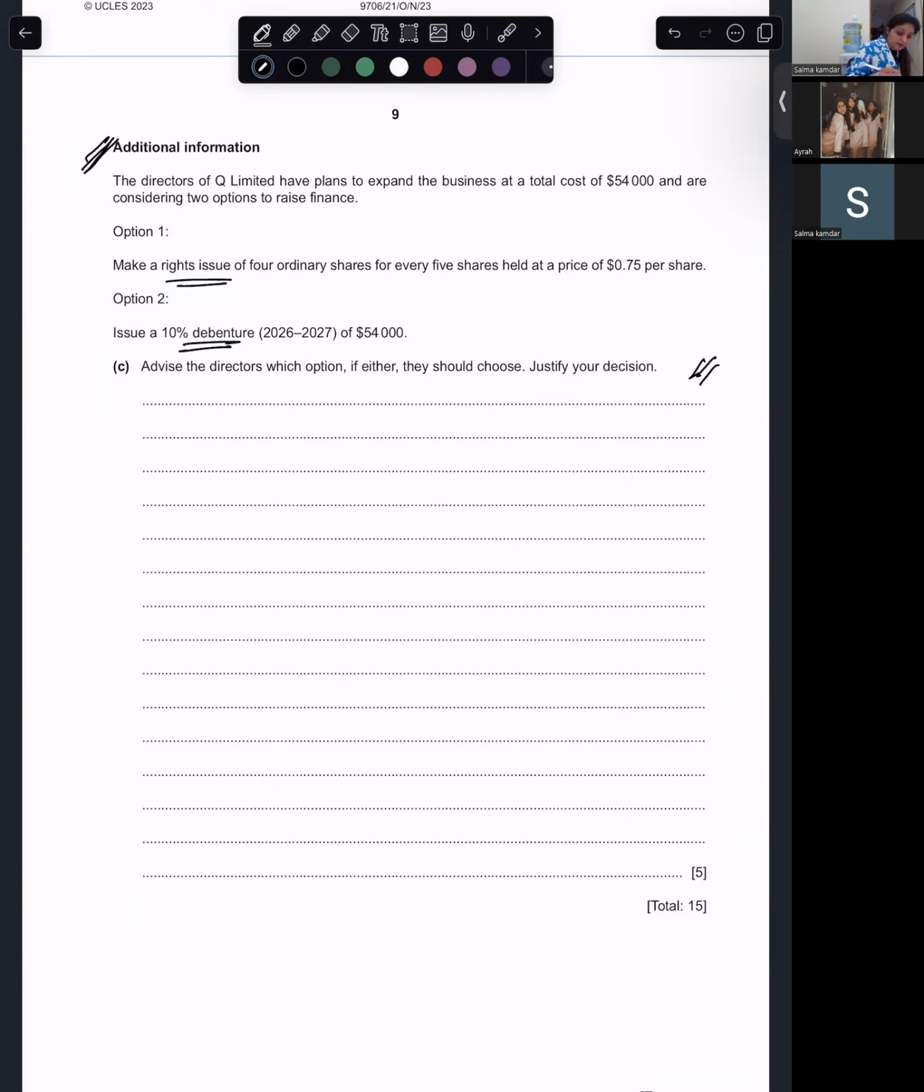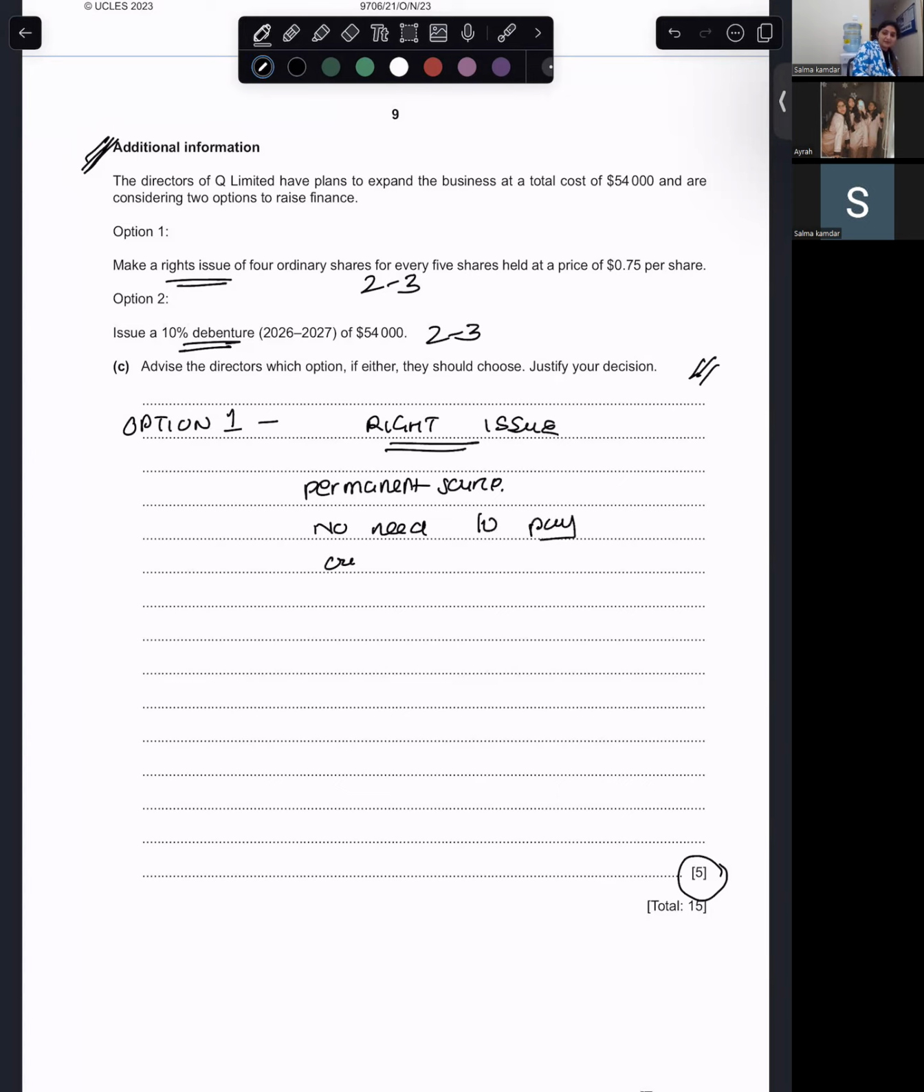So we talk about the rights issue, 5 marks, right? 2 to 3 points we talk about the rights issue, and 2 to 3 points we talk about taking a loan, and then we advise them whether they should increase capital or increase the loan. So what is option 1? Rights issue. What is there in a rights issue? It will be a permanent source. You don't have to pay them back. Ownership will remain the same.